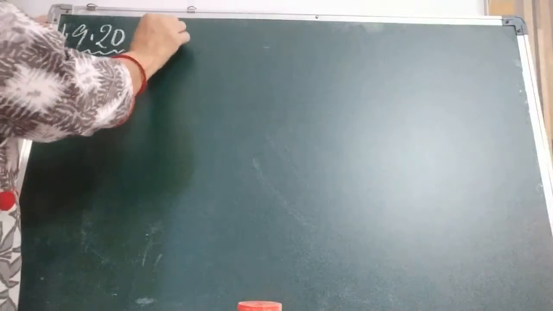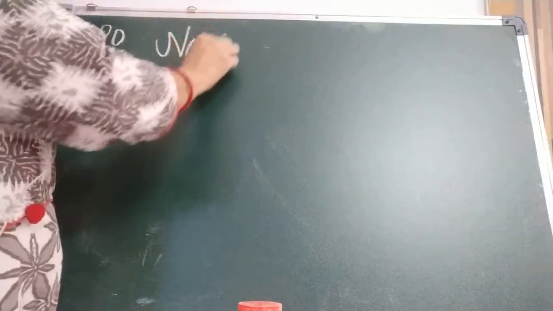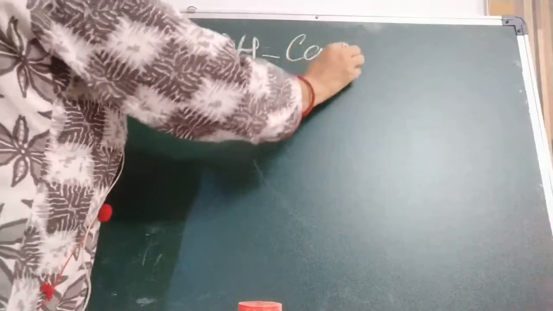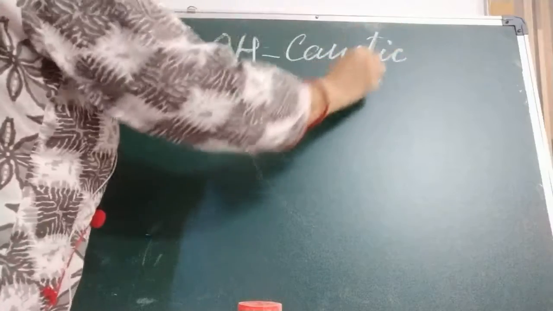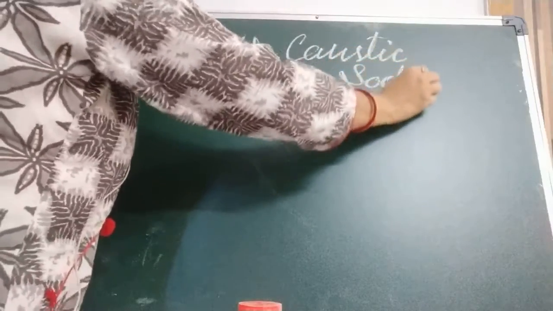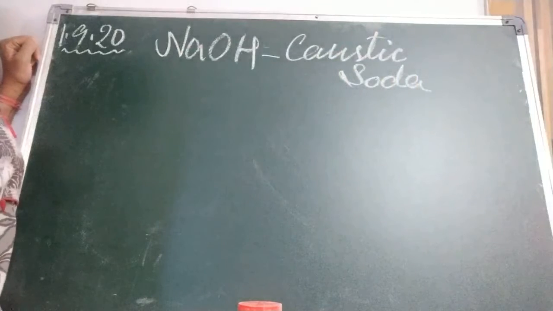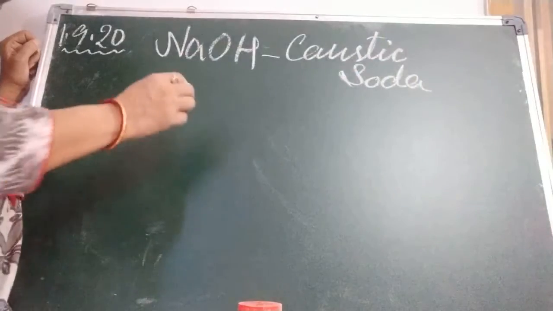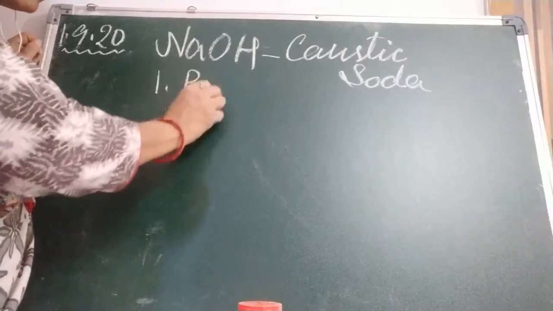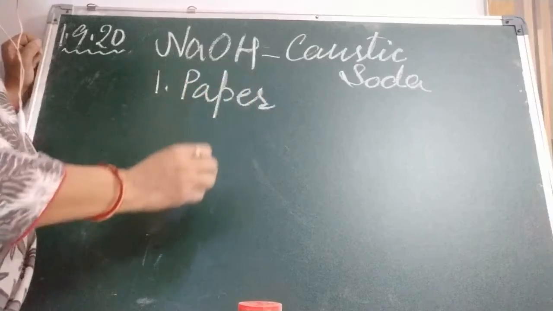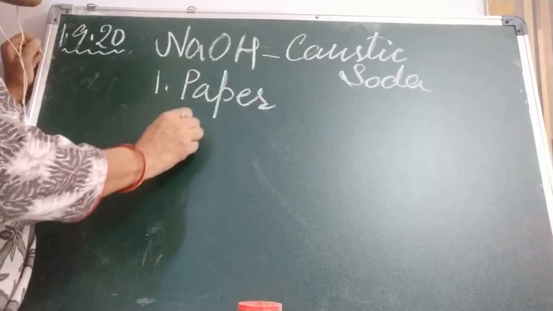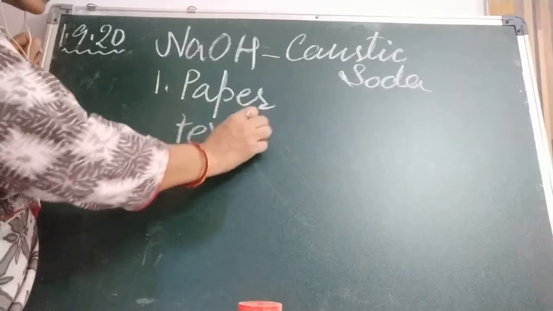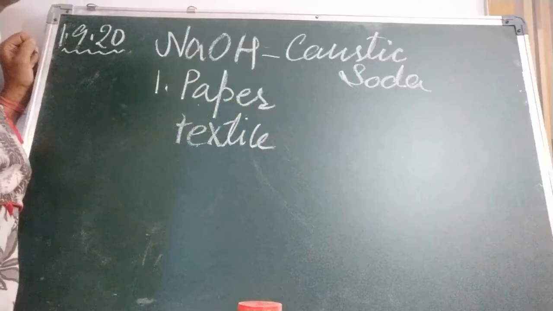Third base is sodium hydroxide. Very important base. We also call it caustic soda. It is used in the manufacture of paper and textiles. First, the paper industry, and second is the textile industry, where fabrics are formed. They use this sodium hydroxide in textile industries.